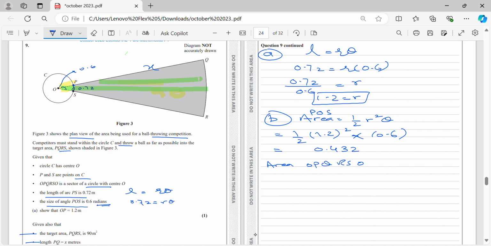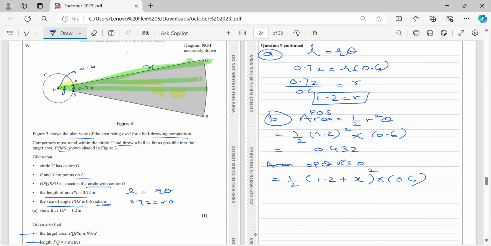Okay, now the area of sector OPQRSO, the full complete sector. So that is 1 over 2 r squared theta, and r is this full length. So OP is 1.2, the radius of the small sector, plus x, which is PQ, and this is squared on top because it's area. Theta for this sector is 0.6. This is the angle, 0.6.